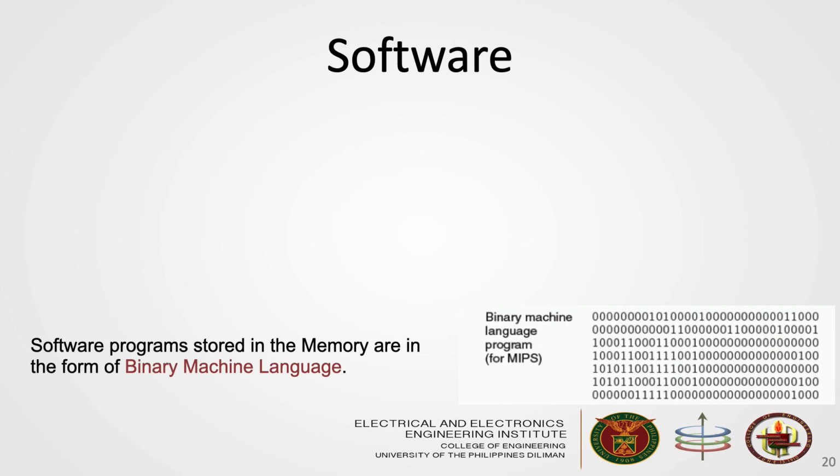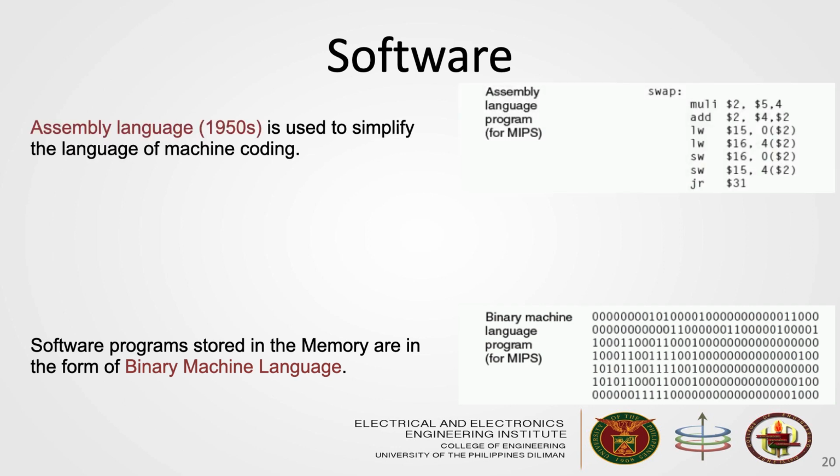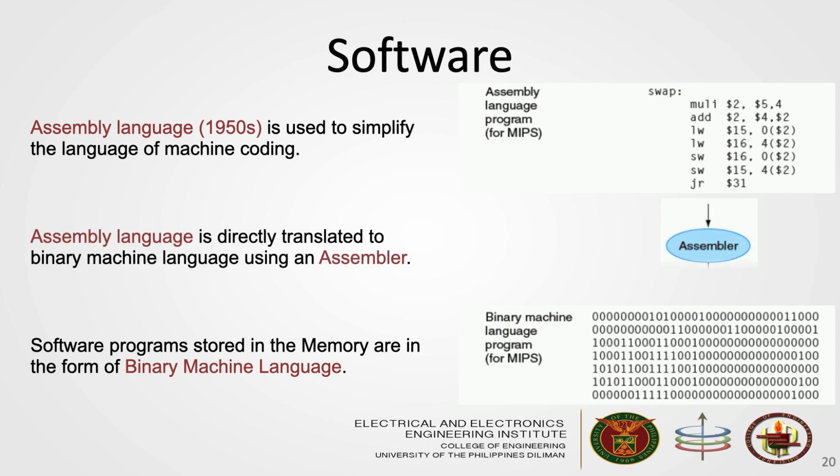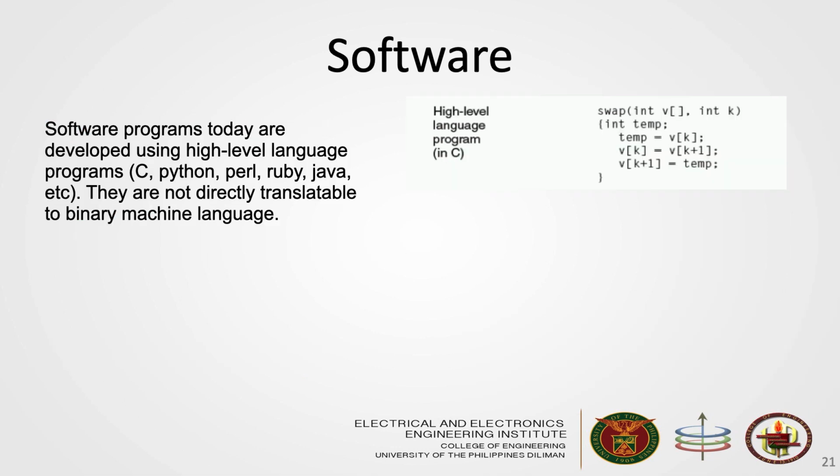Software programs that are stored in the memory are in the form of a machine language composed of ones and zeros. Developing software programs using binary machine language is just too confusing. So to simplify the development of software, assembly language programs were used starting in the 1950s because they are more readable to humans. Assembly languages can be directly translated to binary machine language using an assembler.